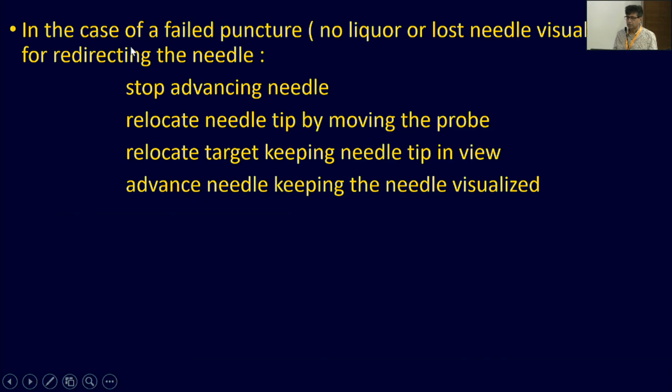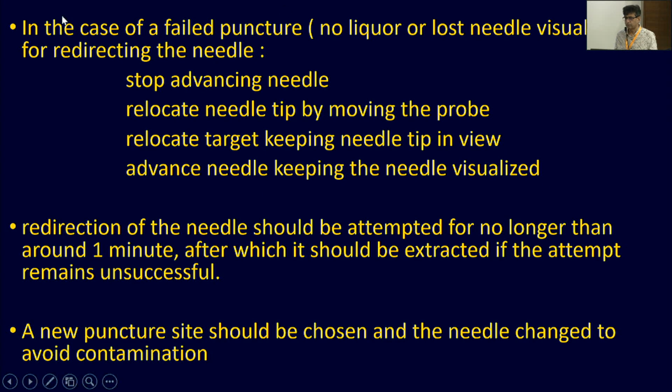Now, in case of a failed puncture, meaning you are not getting liquor or you lost the needle visualization, then you need to redirect the needle. So first of all, you stop advancing the needle. Then you move your probe and relocate the needle tip. Having located the needle tip, move the probe to relocate the target, and then advance the needle, keeping the needle visualized.